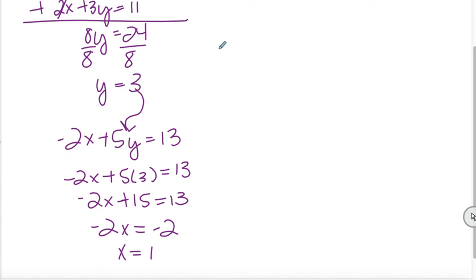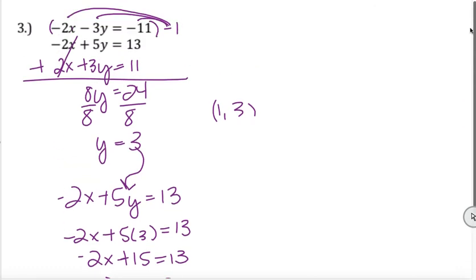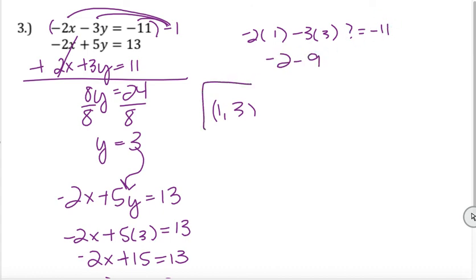So let's check. Our ordered pair here would be 1, 3. So we can plug into this top equation. That would be negative 2 times 1 minus 3 times 3. We want to know, does that equal negative 11? So let's see, negative 2 minus 9. That does indeed equal negative 11. So it looks like we didn't make any mistakes.